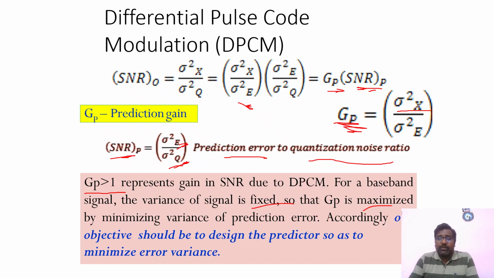Accordingly, our main objective is to design the predictor so as to minimize the error variance. This is our main objective in calculating the SNR output: to minimize the error.